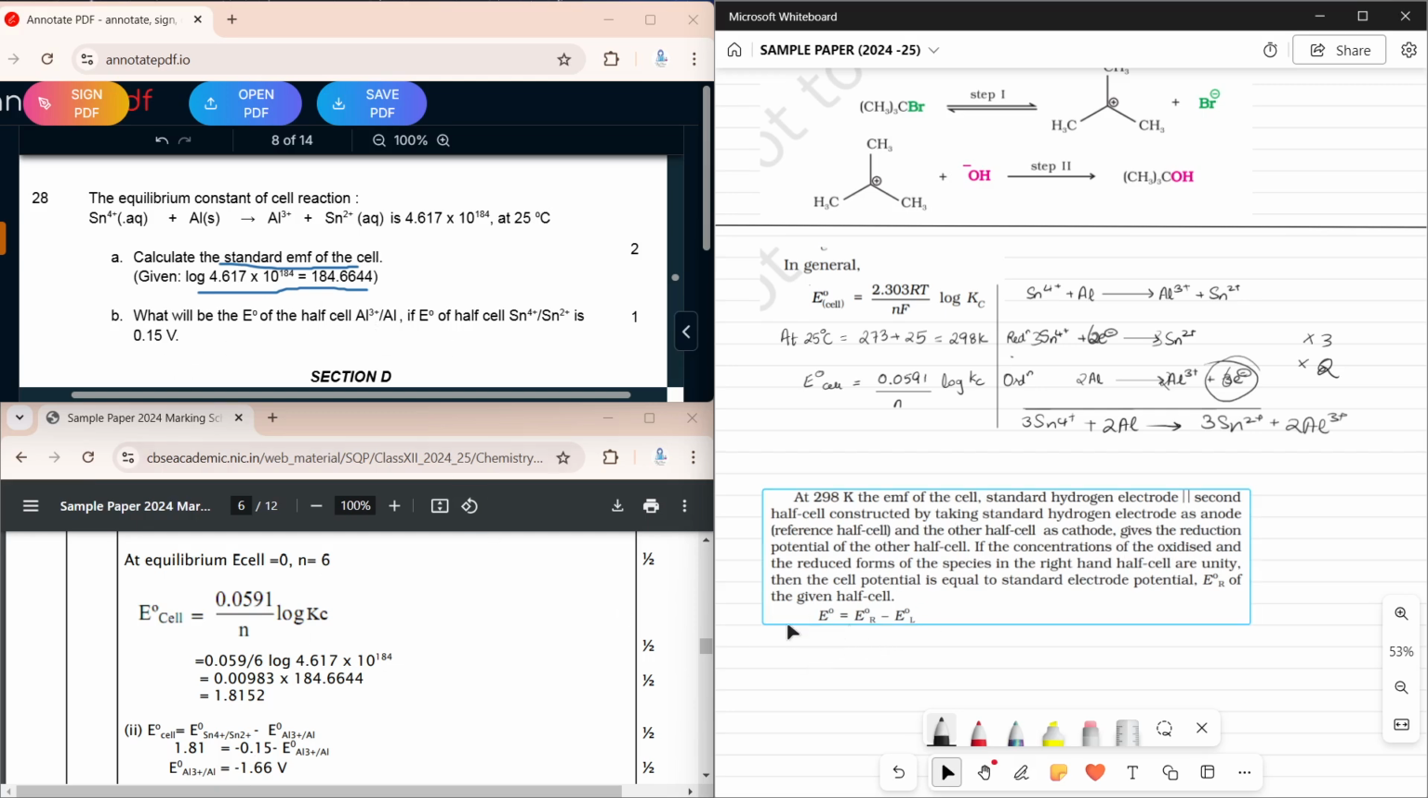We're using this particular equation where E naught cell equals E naught right minus E naught left, or you could also think about it as E naught cathode minus E naught anode. So you have Sn minus Al3+ Al. Okay, so with that, we're done with section C.